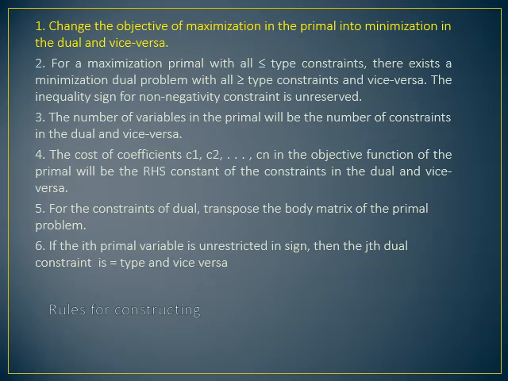Step 2. For a maximization primal with less or equal type constraints, there exists a minimization dual problem with all greater or equal type constraints and vice versa. The inequality sign for the non-negativity constraint is unreserved.